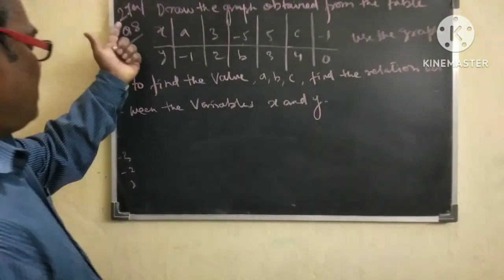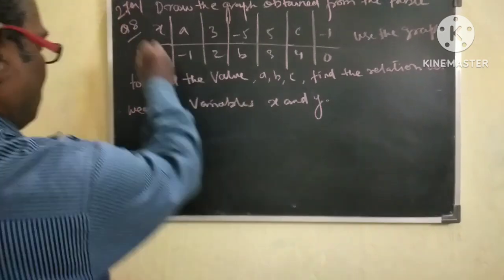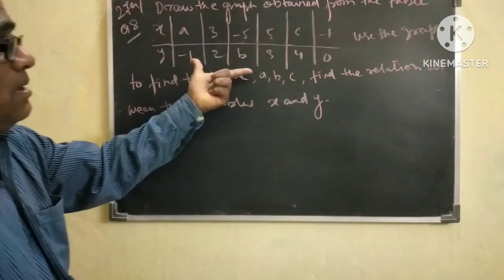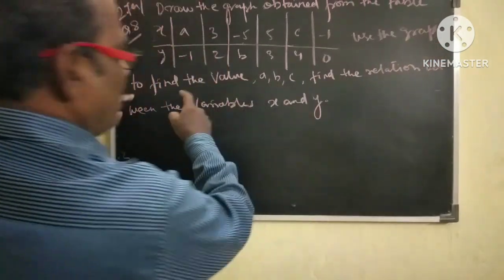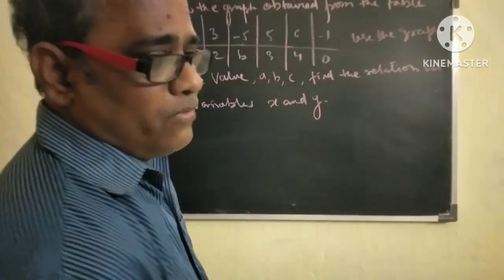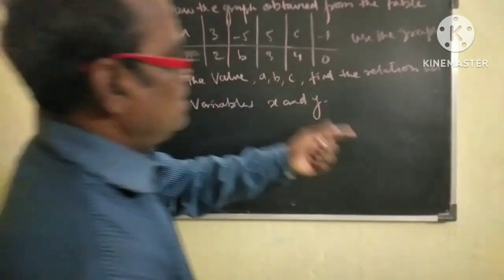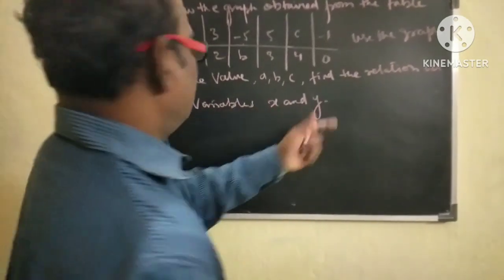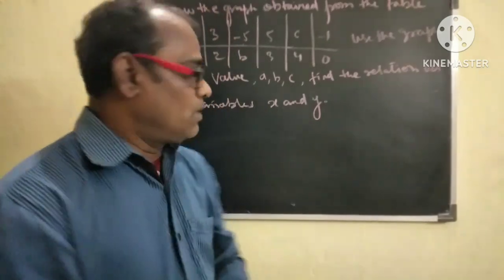This question is from exercise 27A, question number 8. Draw the graph obtained from the table. This is your table. Use the graph to find the values of a, b, c. These unknowns are given. We have to find the values of a, b, c. After that we have to find the relation between the variables x and y. That means we have to form the equation.